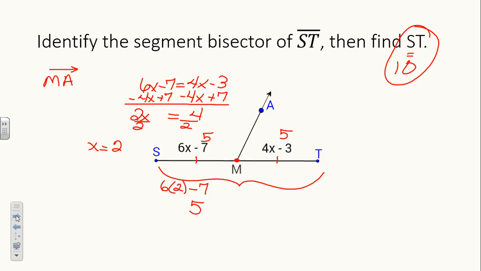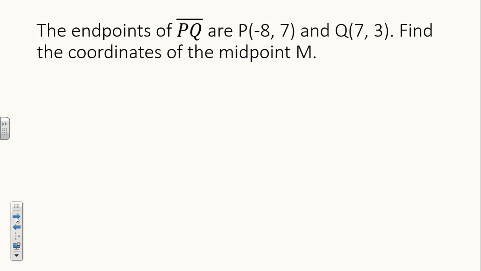Okay. So here we go with midpoint. The endpoints of segment PQ are P is negative 8, 7, and Q is 7, 3. And we want to find the coordinates of midpoint M. Okay. Does anyone have the midpoint formula memorized? They can recite off the top of their head? Okay.